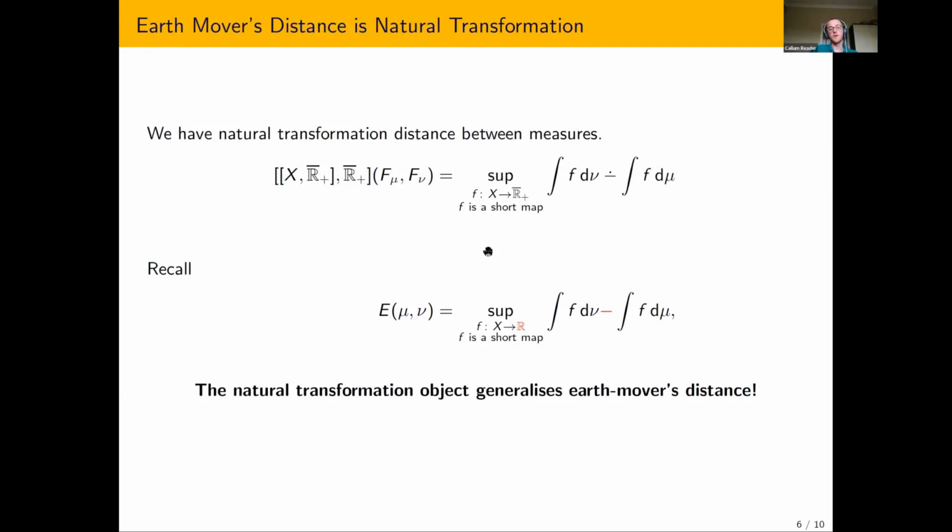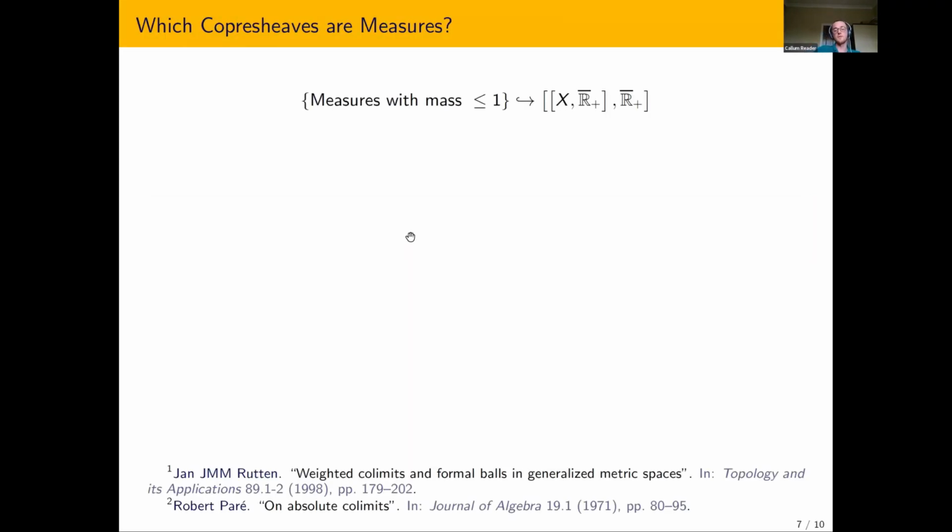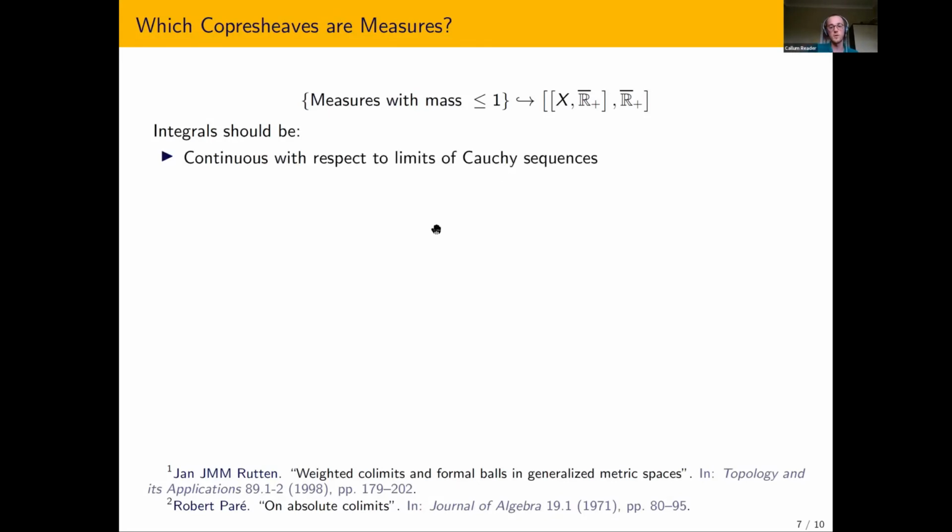Okay, so if we're thinking of measures as a special kind of double Copresheaf, which double Copresheaves are measures? And to work that out, we need to think about what properties an integral should have. So if we're thinking of an integral, what properties will it have to have? Well, firstly, it has to be continuous with respect to analytic limits. So just limits of sequences, not categorical limits. So sequences of functions, pointwise sequences of functions.